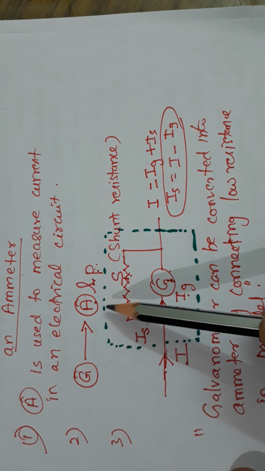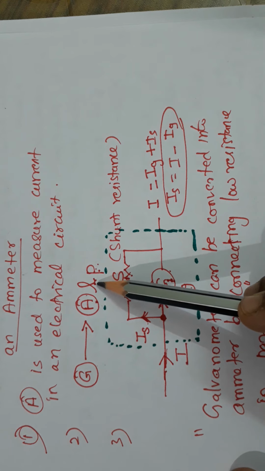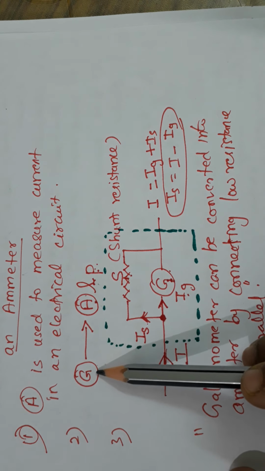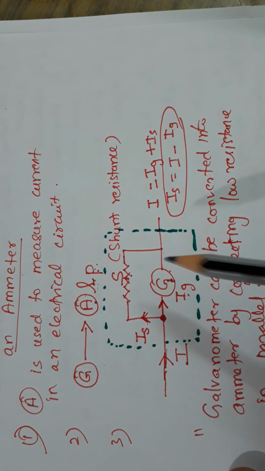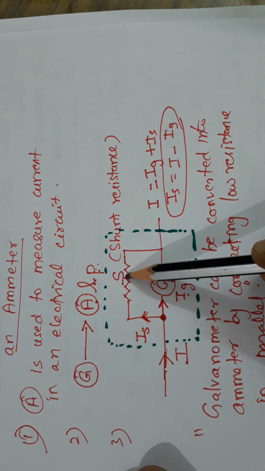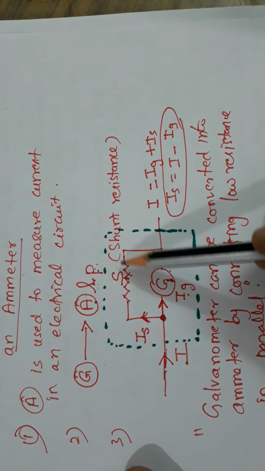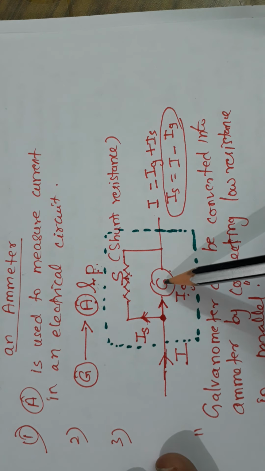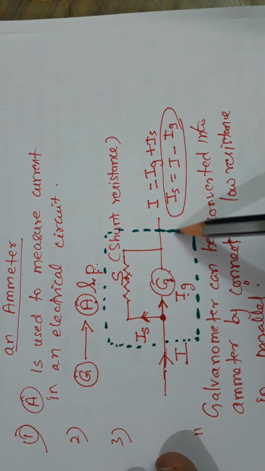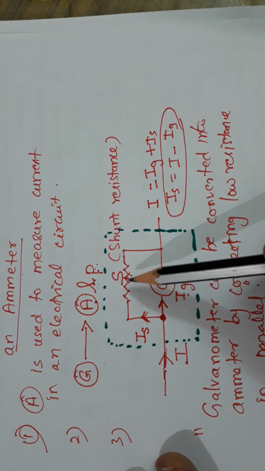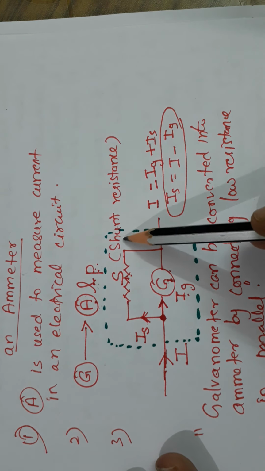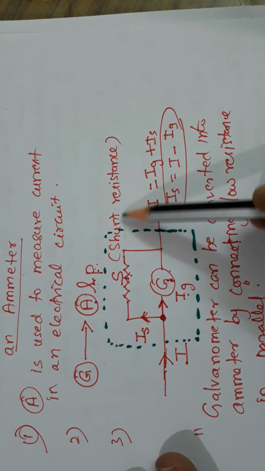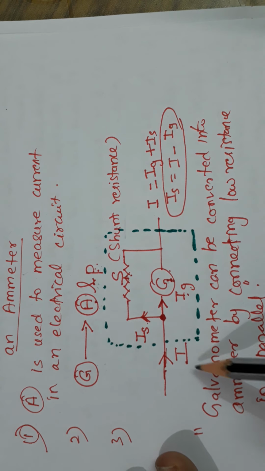How is galvanometer converted into ammeter? By connecting low resistance in parallel. Okay, this is galvanometer, ammeter, low resistance, parallel. If you connect a low resistance coil, which you call shunt resistance, parallel to the galvanometer, then this setup we call an ammeter. The low resistance coil connected parallel to the galvanometer, we call it the shunt coil, otherwise shunt resistance.